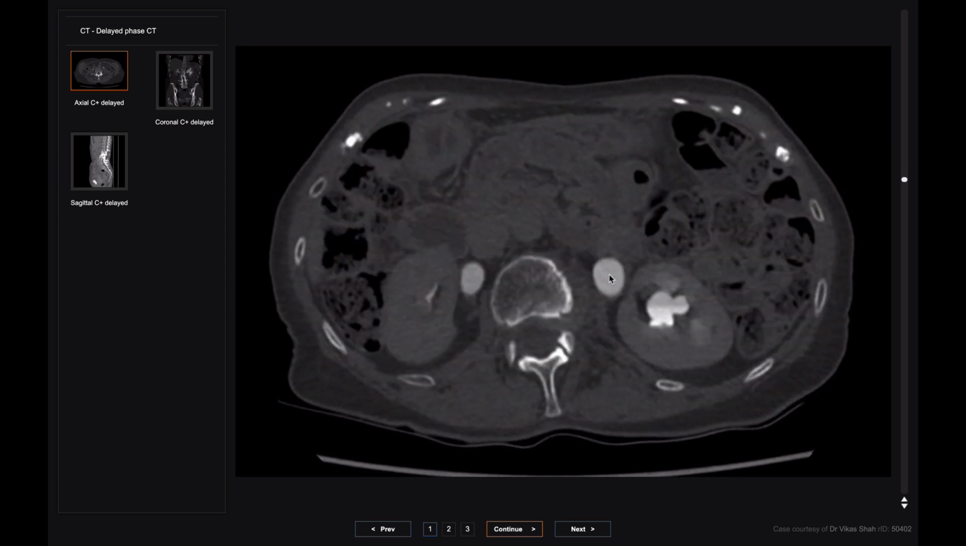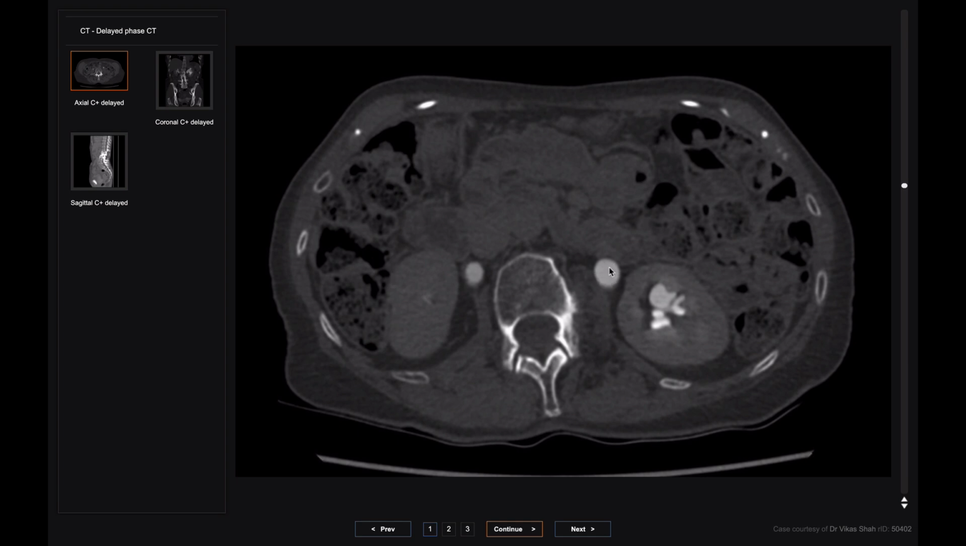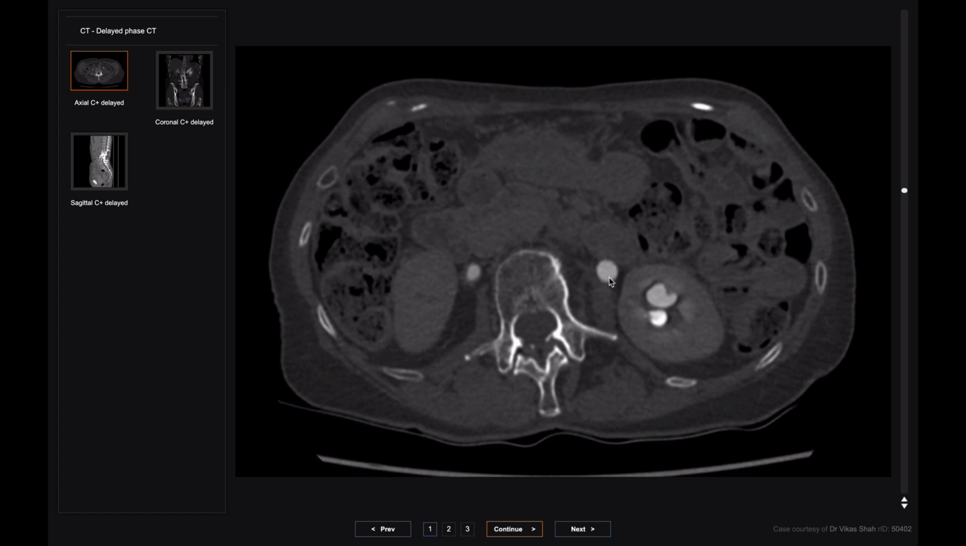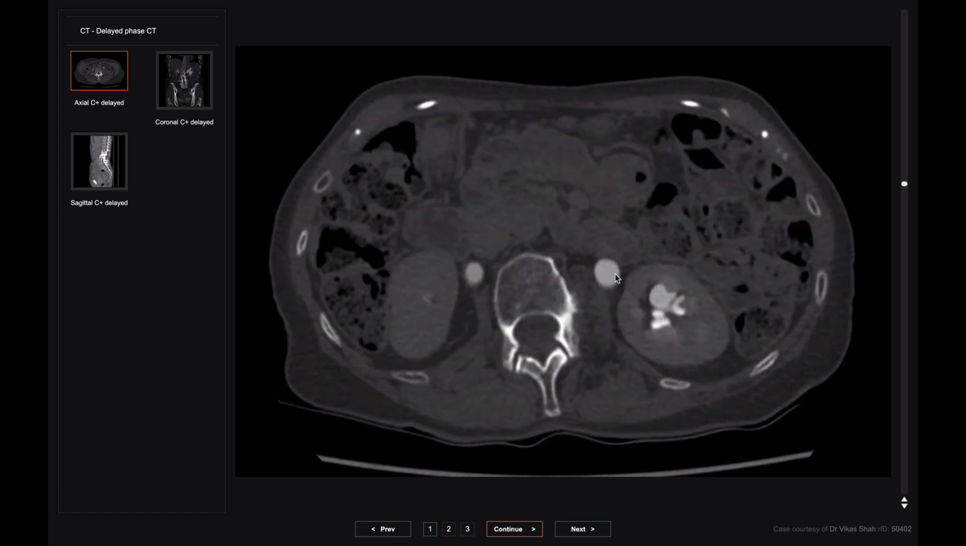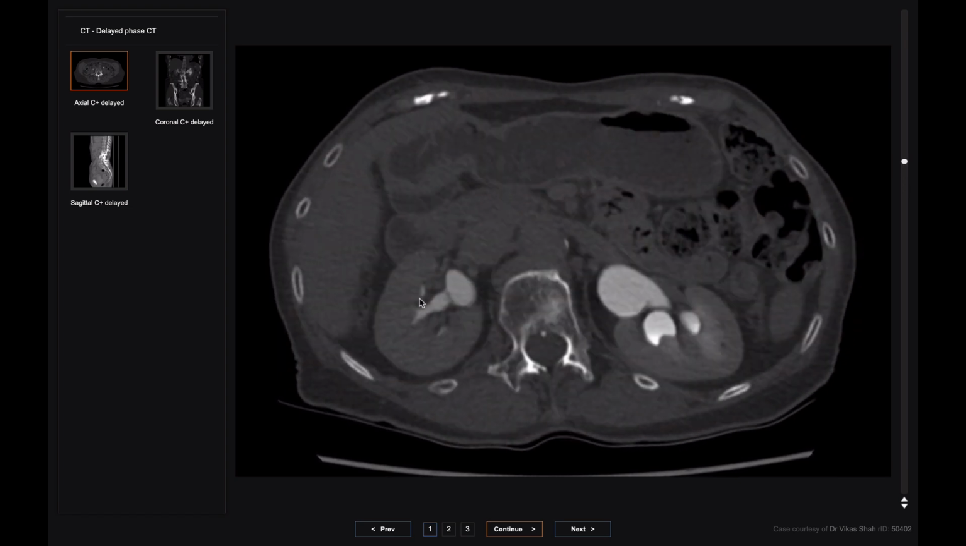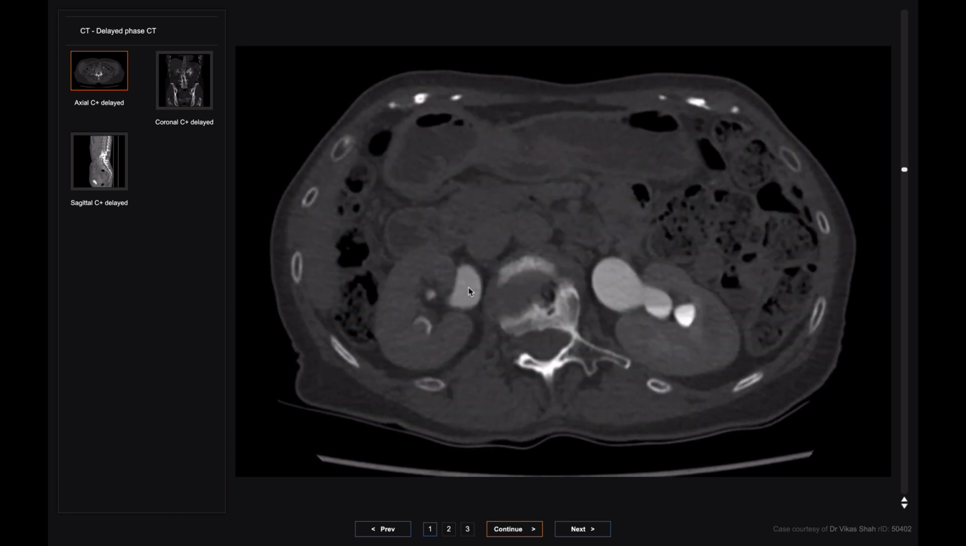So we can see here that contrast has been allowed to pass into the ureters. Now you need to wait about 7 to 10 minutes after the contrast has been injected in order to allow this to happen. And once the ureters are distended like this, it's really easy to look for small filling defects or polyps arising from the urothelium. So in this case, we've got really nice filling of this right pelvic calyceal system and the right ureter.